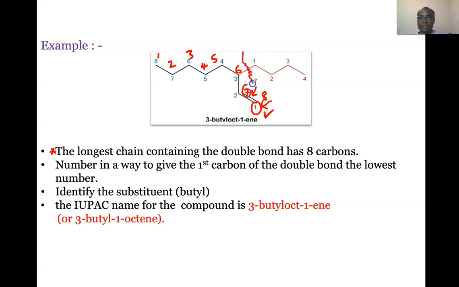Now, this will be considered a substituent because it's popping out of the longest chain, which is in black. It has 4 carbons in it, so it's a butyl. Okay, so the IUPAC name for this molecule will be 3-butyl, because the substituent is on the 3rd carbon. You have 8 carbons on the longest chain, so oct, and then the double bond position must be specified, on the 1st carbon, oct-1, then -ene, referring to alkene.